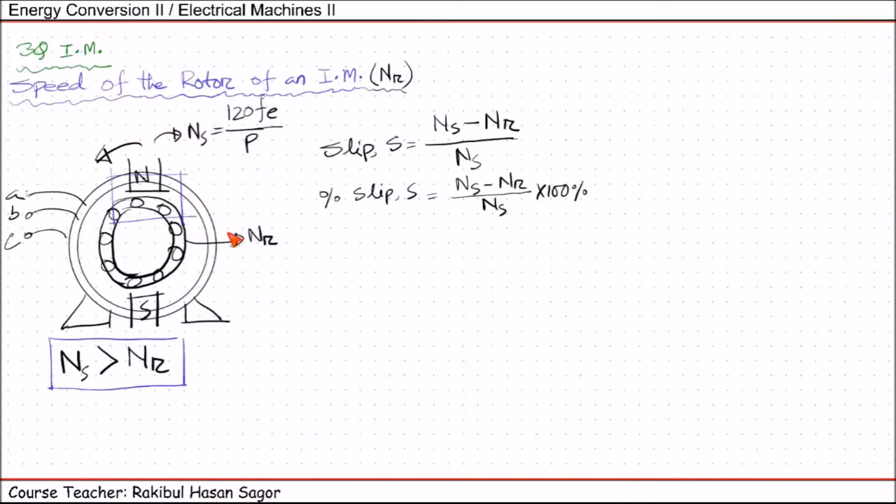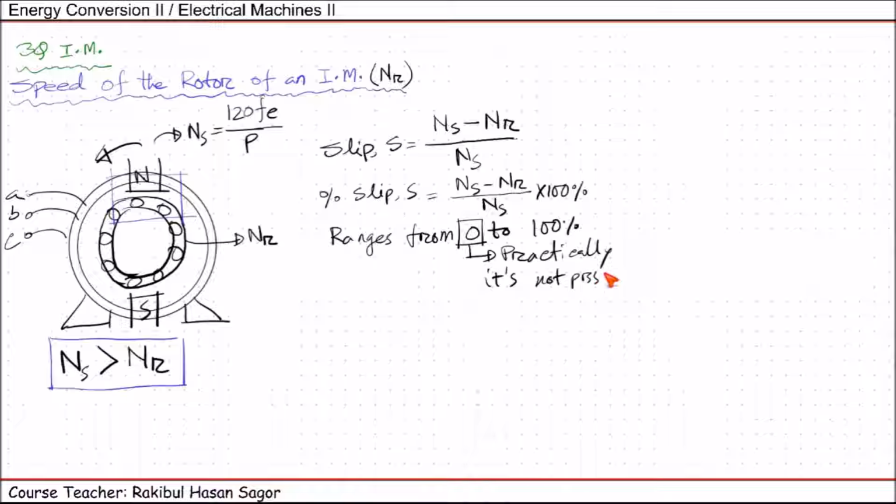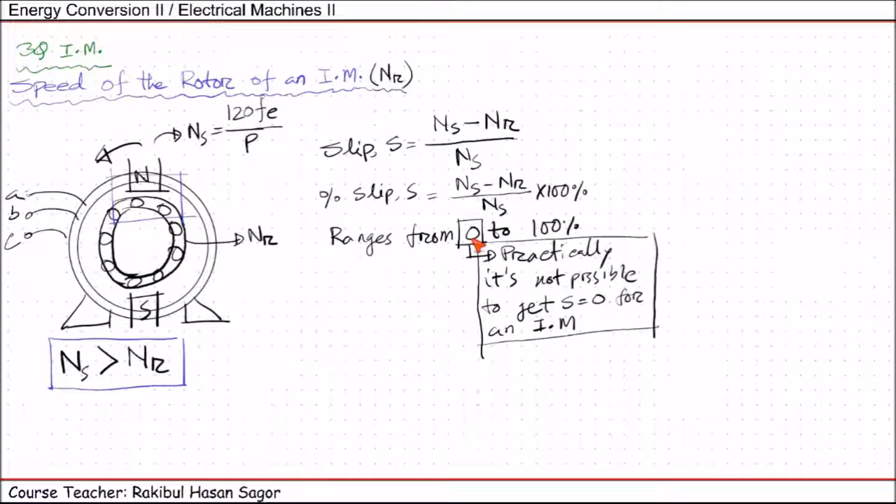This slip value for an induction motor ranges from 0 to 100%. Practically, it is not possible to get a slip value equal to 0 for an induction motor. However, for an induction generator it is possible, but that will be described later. So the slip ranges from 0 to 100%.